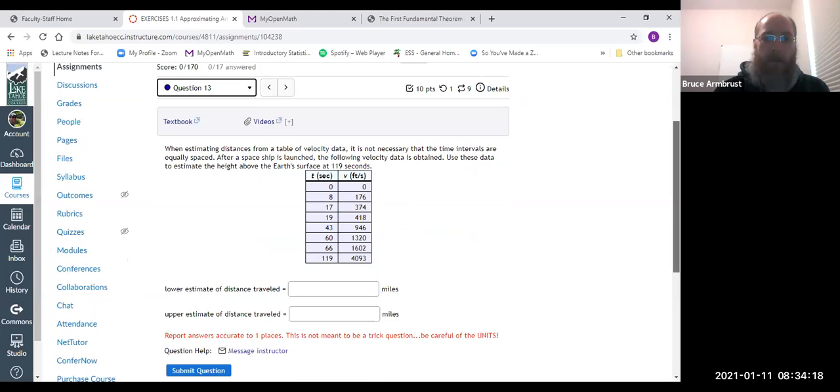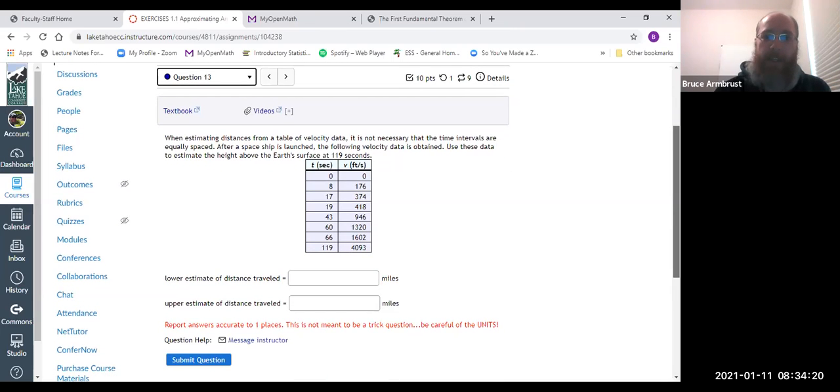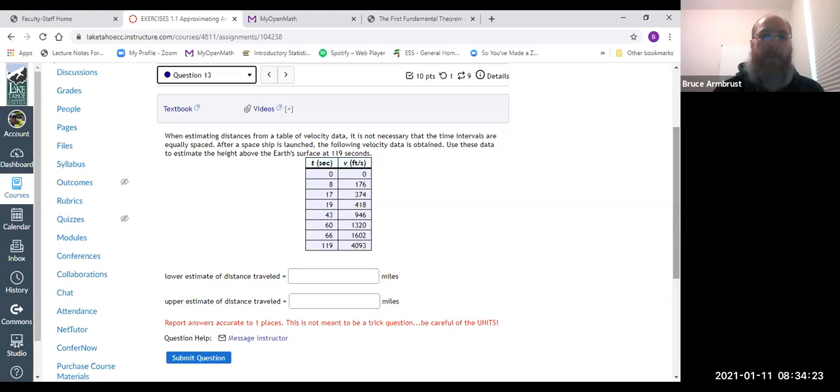All right, so when estimating distances from a table of velocity data, it's not necessary that the time intervals are equally spaced. After a spaceship is launched, the following velocity data is obtained. Use these, I should say, datum, to estimate the height above the Earth's surface at 119 seconds. All right, so we're making a guess at how high up we are. And all we're given are some velocities and some times.